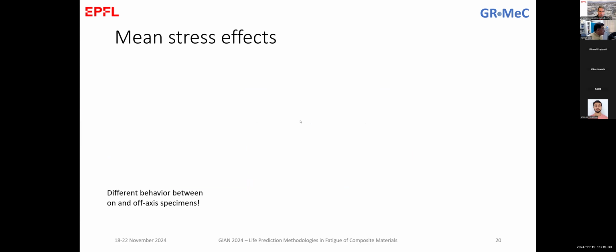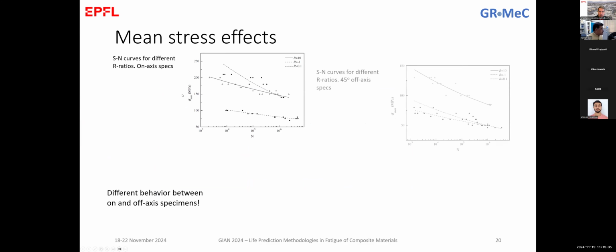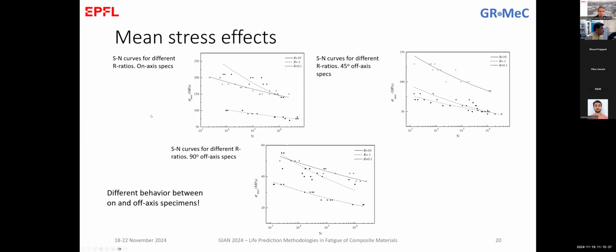Okay? So, and then we have this mean stress effect. I will again open these two, and the third one. If we plot together the specimens for 0 degrees, this first figure shows all the specimens for 0 degrees at the different R ratios. This one is the specimens for 45 degrees at the different R ratios, and this one is the specimens for 90 degrees at the different R ratios.